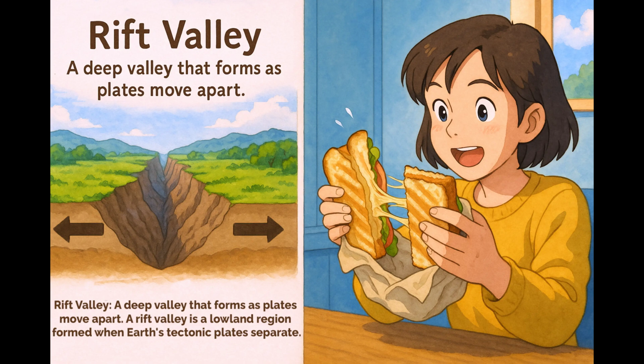This is similar to how a rift valley forms when tectonic plates move away from each other, creating a depression in the Earth's surface. Just as pulling apart the wrapper creates a space between the sandwich halves, the movement of tectonic plates away from each other results in a deep valley forming between them.